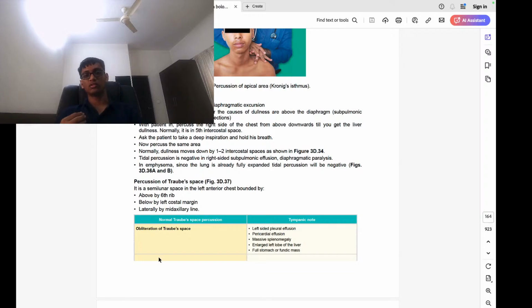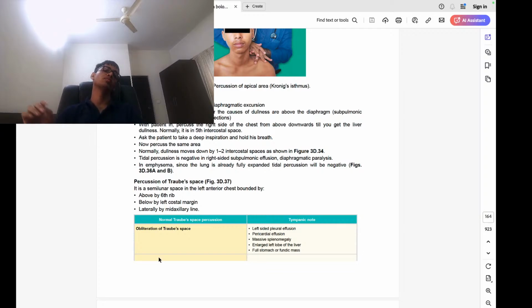Tidal percussion is negative in right-sided subpulmonic effusion. In emphysema, since the lung is already fully expanded, tidal percussion will be negative. So, it tells whether the causes of dullness are above the lung or below the lung.